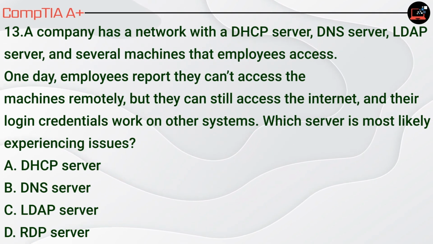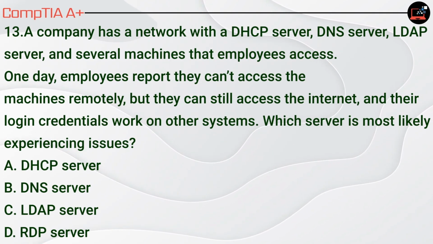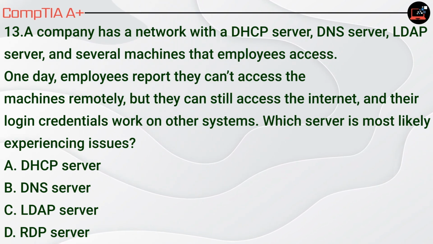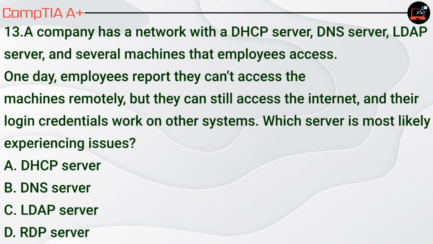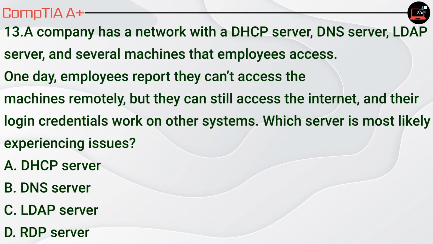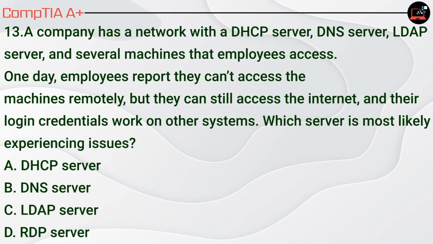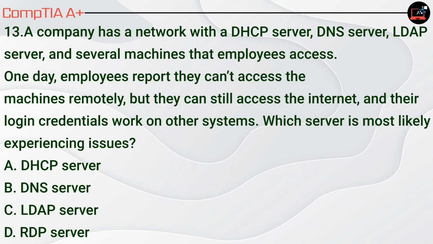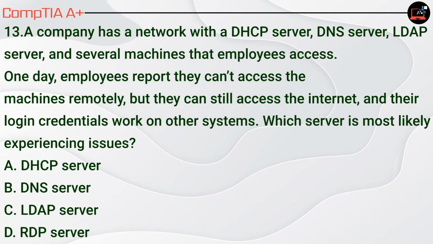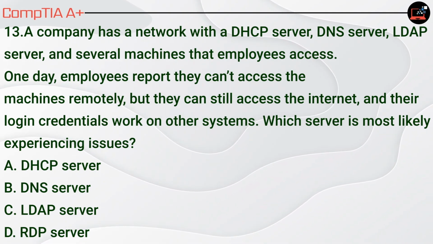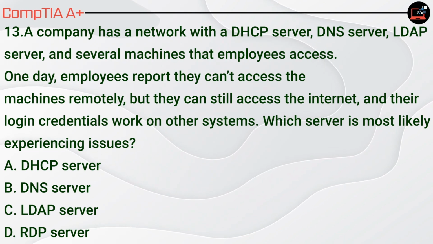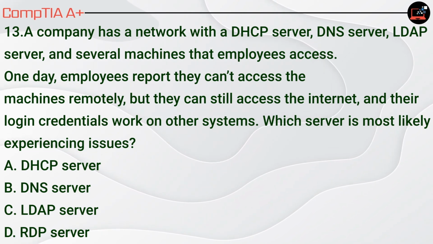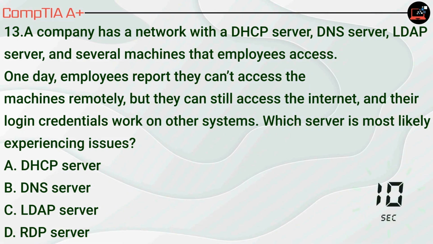13. A company has a network with a DHCP server, DNS server, LDAP server, and several machines that employees access. One day, employees report they can't access the machines remotely, but they can still access the internet, and their login credentials work on other systems. Which server is most likely experiencing issues? A. DHCP server, B. DNS server, C. LDAP server, D. RDP server.